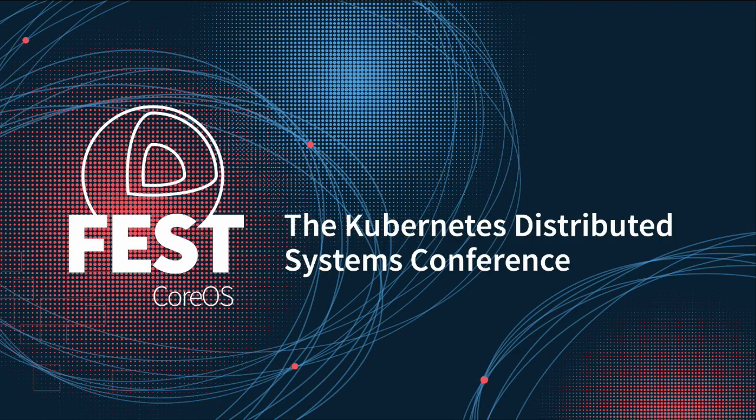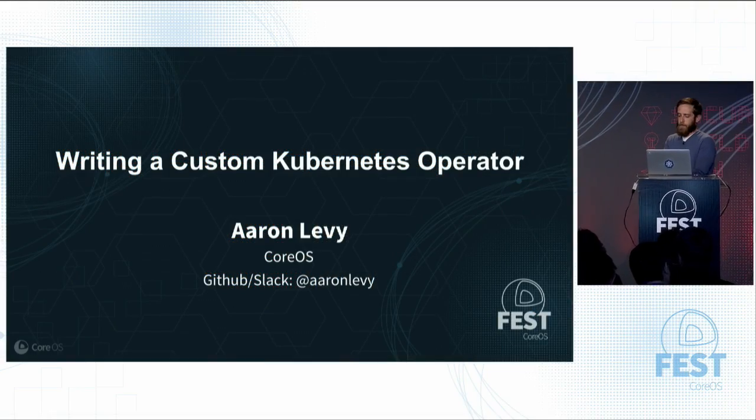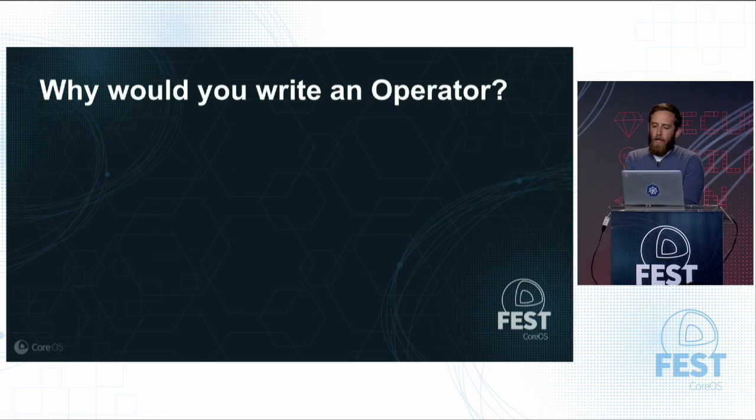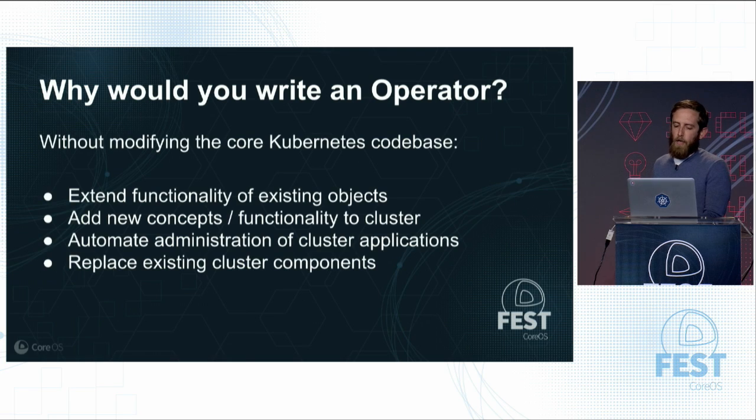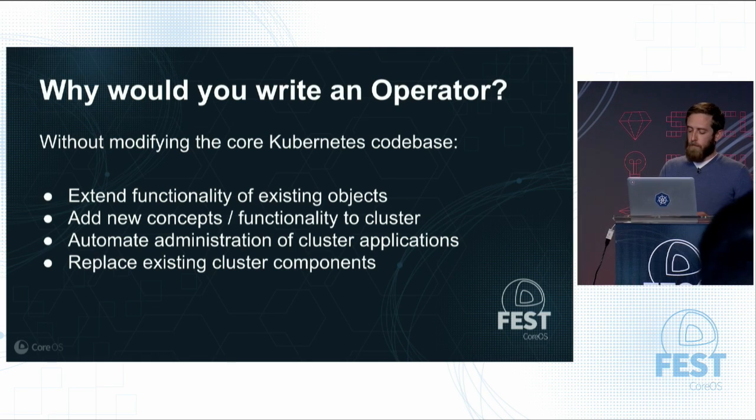So what I want to talk about is writing a custom Kubernetes operator. And the first thing I want to go over is why exactly would you want to actually write an operator? From a high level, the reason would be that without needing to change anything about the core Kubernetes code base, you're able to extend the functionality of existing objects in your cluster, or add new concepts or new functionality altogether to the cluster that didn't exist before or don't exist in the core code base. You can automate administration tasks, or even just wholesale replace entire components.